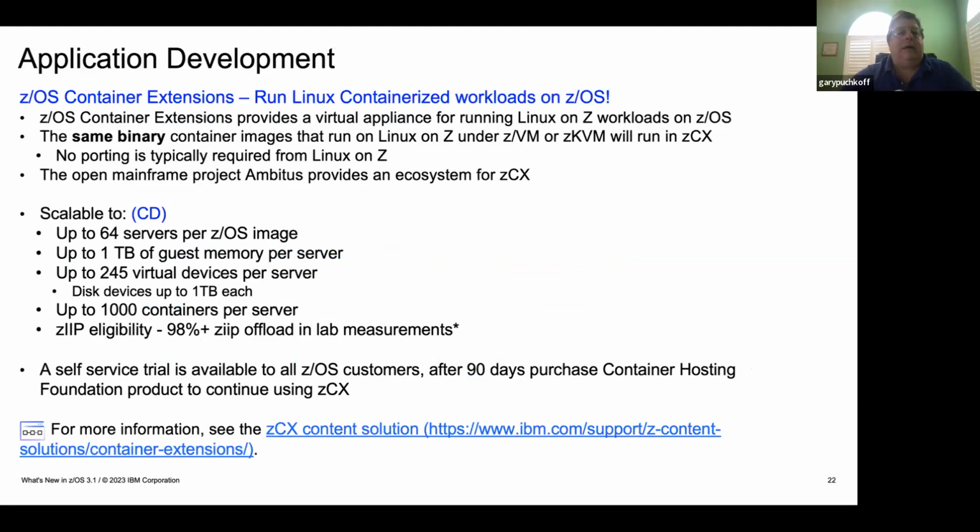Now, a lot of these AI items, as well as things that aren't AI, run in zOS Container Extensions. This is the ability to run Linux on zOS. The container, so you can think of it like, CICS can run CICS applications. Well, this Linux ZCX address space runs Linux applications. And what's really nice about it is the identical binary images that run on Linux on Z under z/VM or zKVM also run the same on ZCX.